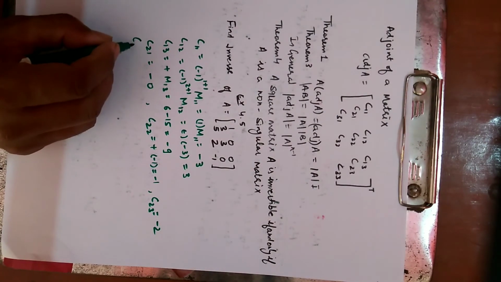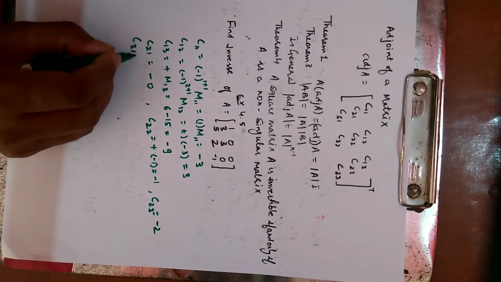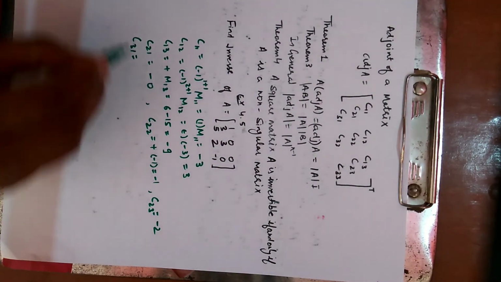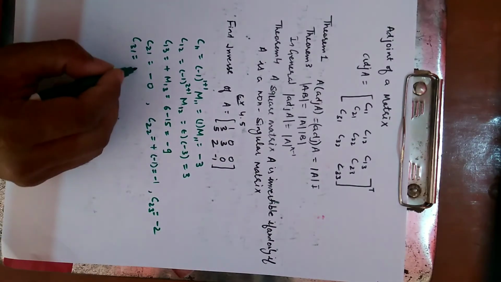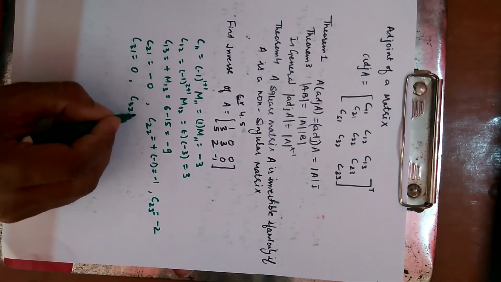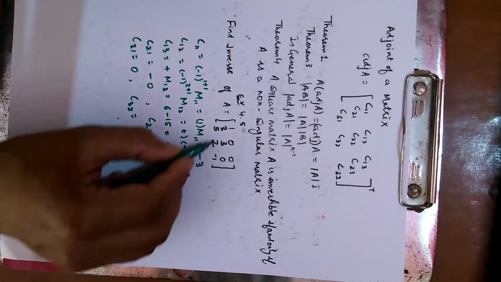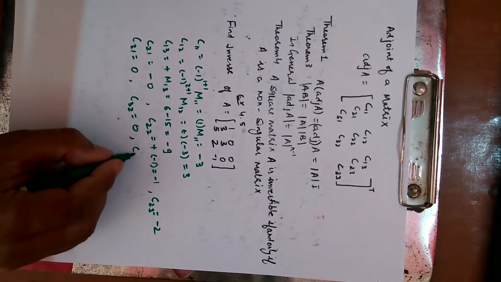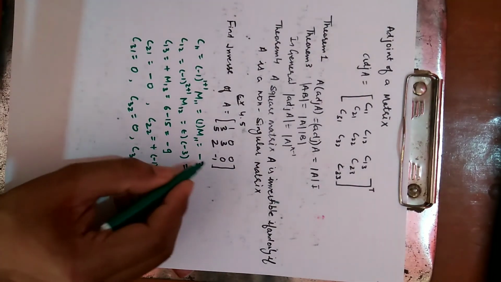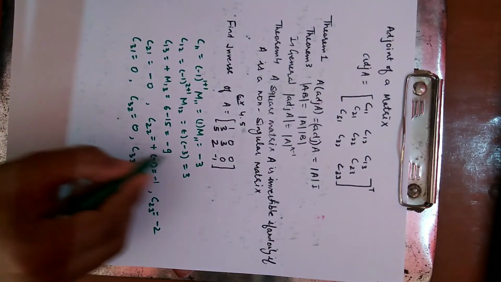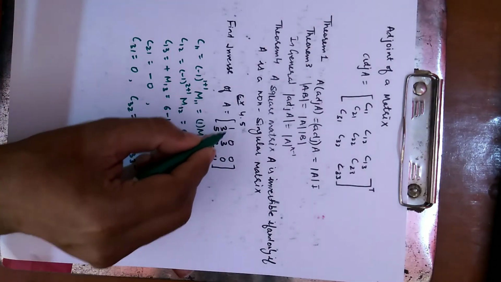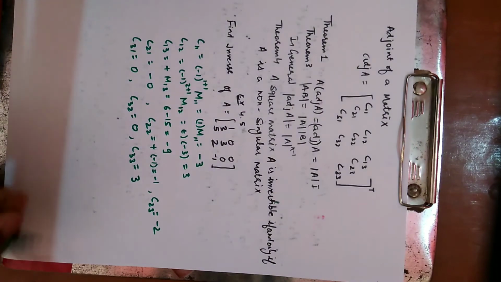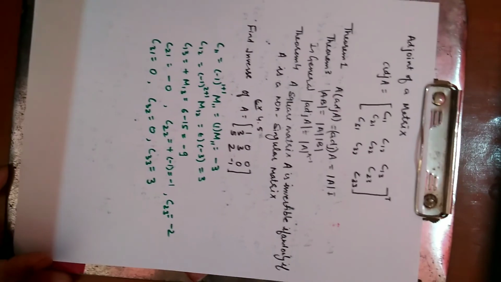Now come to the last row, C31. C31 is positive, the sum is even. So this is 0 into 0, so the answer is 0. C32: you hide 1 0 and 3 0, so ultimately this answer is also 0. C33 is an even position, so you can calculate now, 1 into 3, so this is 3. So we have calculated all the cofactors.